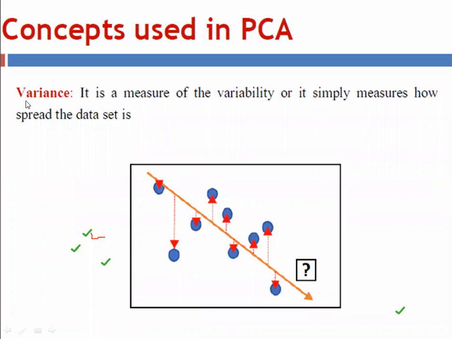Now, 2 concepts are there. The first one is variance. Variance is a measure of variability, or it simply measures how spread out the data set is. How spread out the data set is means what?